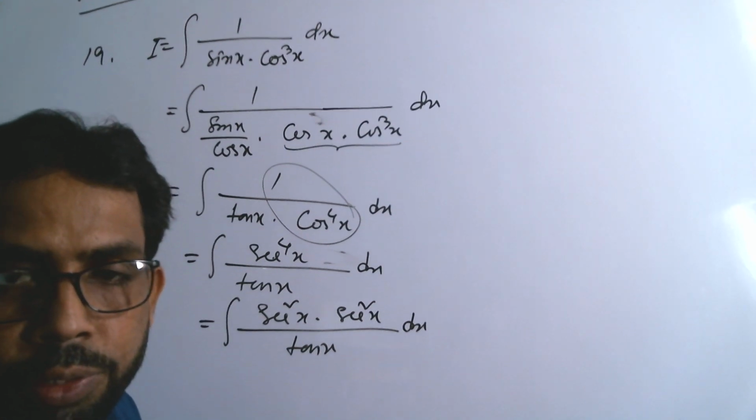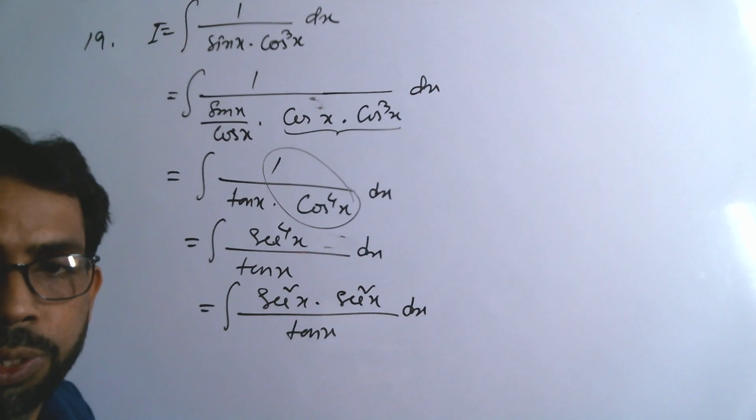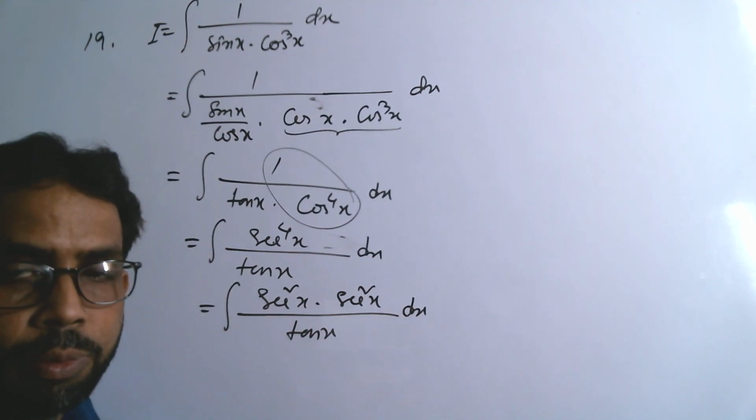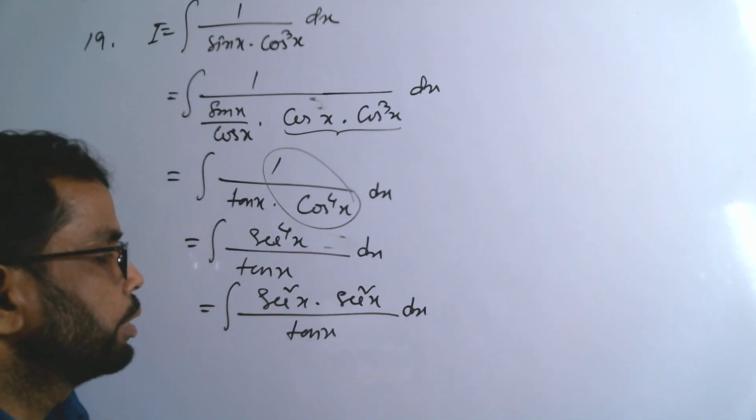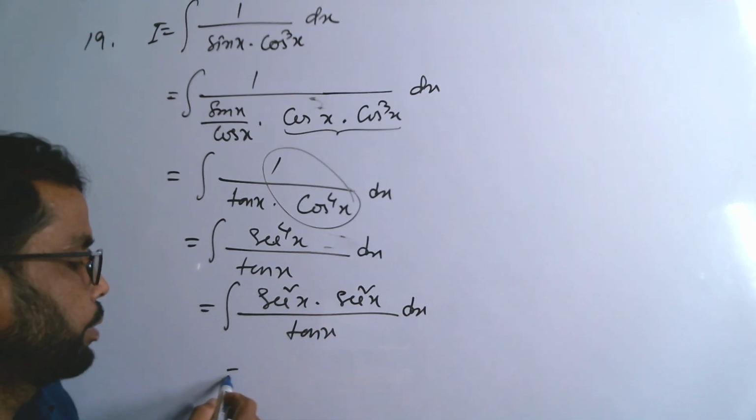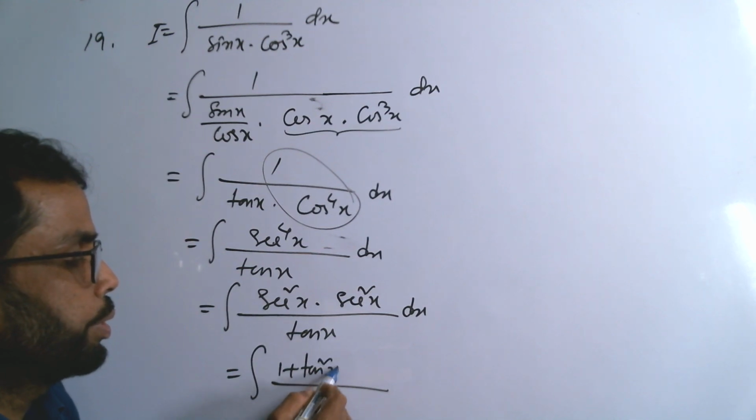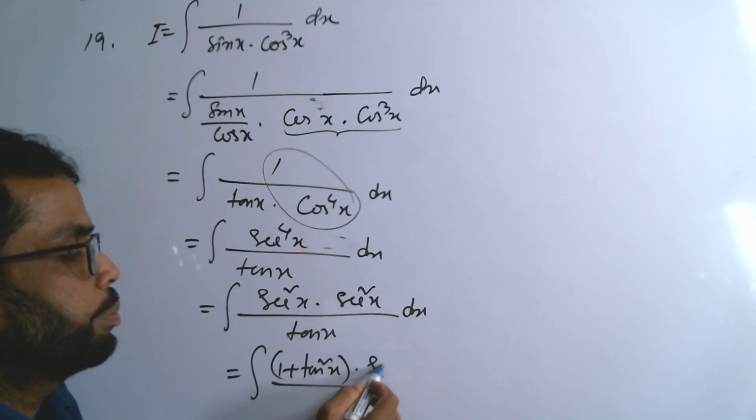Some of the integrations you have to learn. If you practice, then only you will understand. In trigonometric integrations, we are using only trigonometric identities. Some of the questions you must learn and practice. Now one sec square we will convert. First sec square converting, sec square is 1 plus tan square. Second sec square keeping as it is.